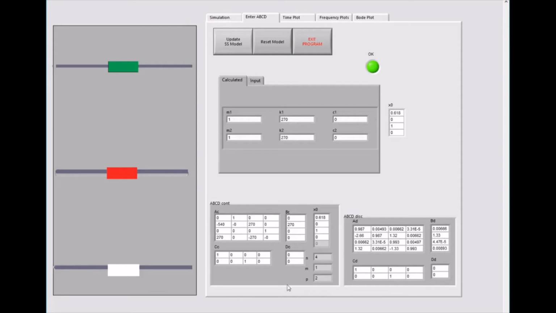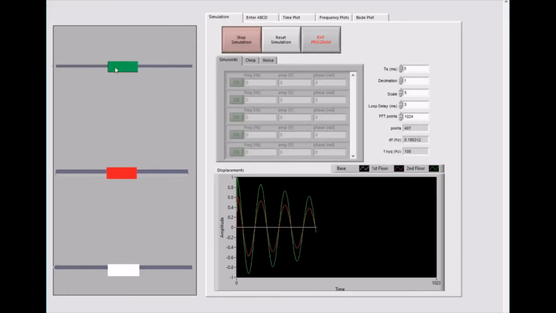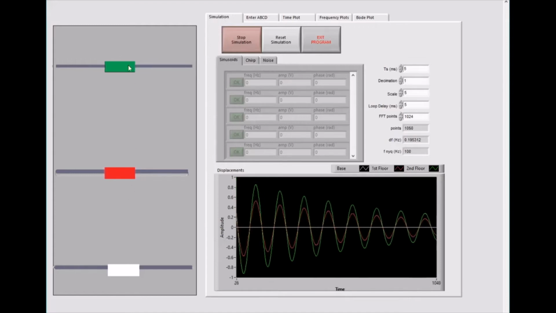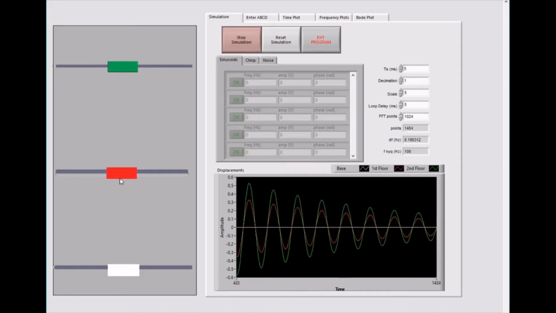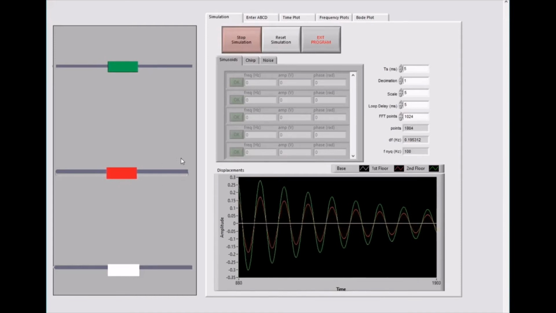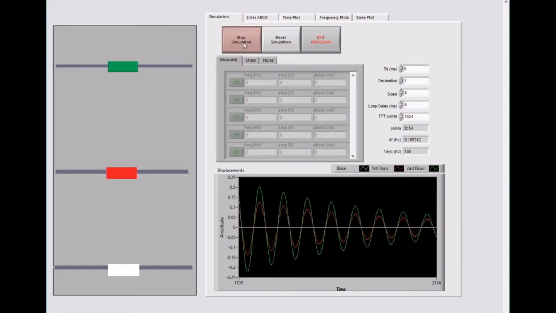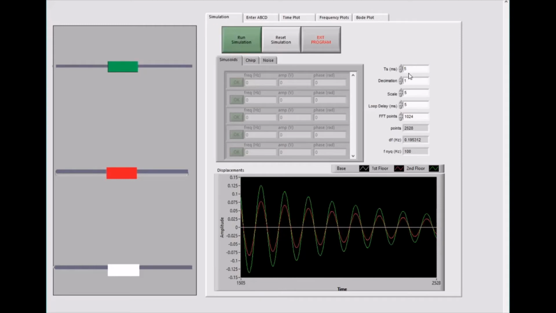I'm going to run it and update. I have to make sure this is green, and then ABCD is all populated, and go to simulation and run. Look, it starts from some initial location, and what happens? They're in phase. When the second floor is at its peak, the first floor is also at its peak, and they move in the same direction. It looks like it's losing amplitude, and that's because we have numerical error that's building up.